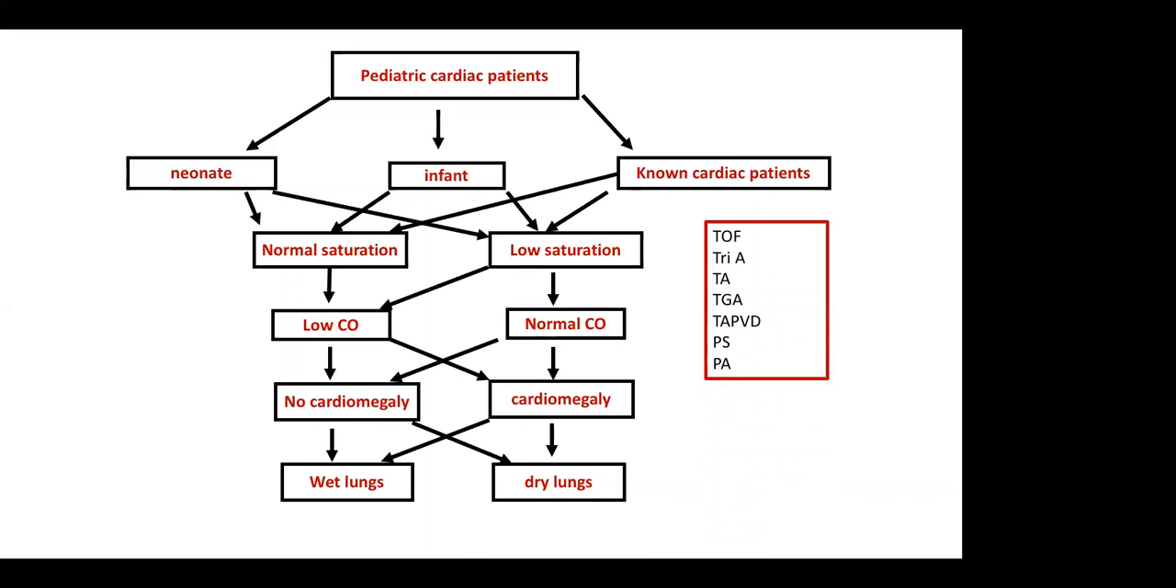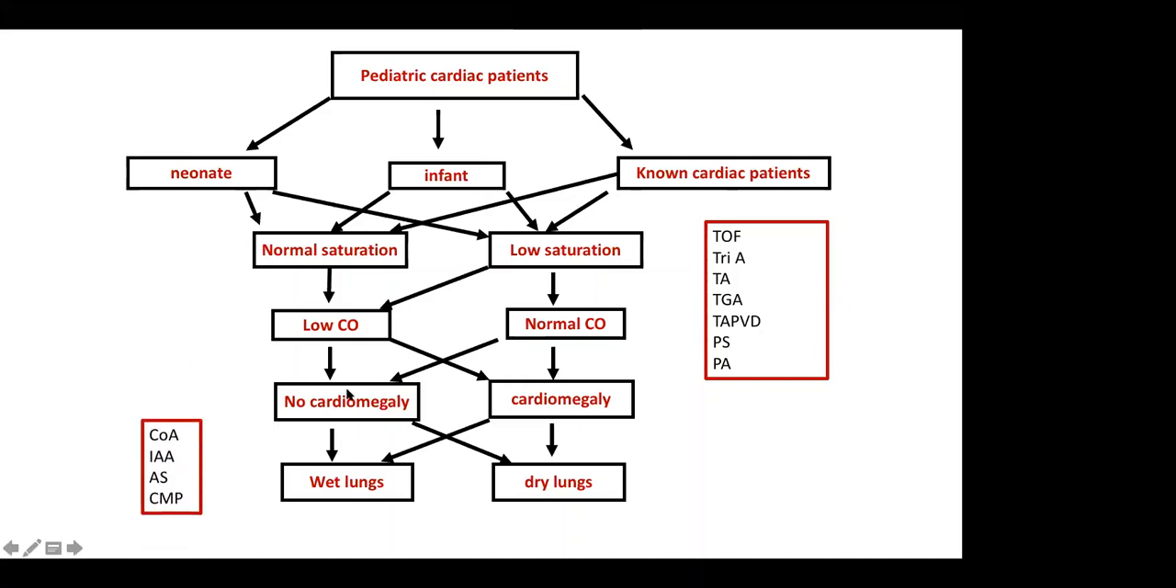So if you have a low saturation patient, normal cardiac output, and no cardiomegaly, it could be tetralogy, tricuspid atresia, it could be truncus arteriosus, or TGA, or TAPVD without obstruction. It could be PS or PA. As you can see, some of them will need prostaglandin to survive the first few months of their life, and some of them will not. So not very easy to manage those type of patients.